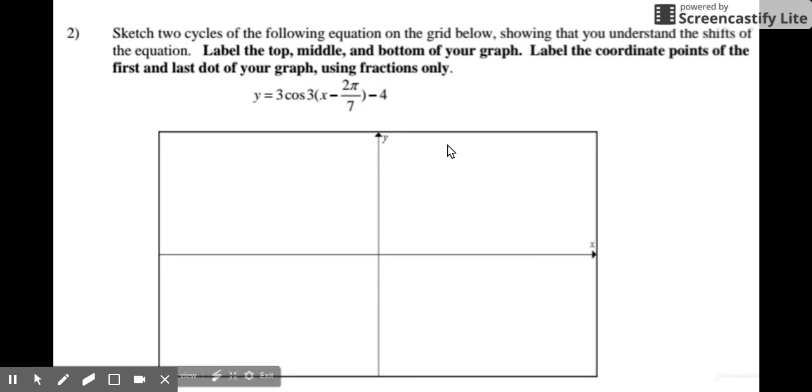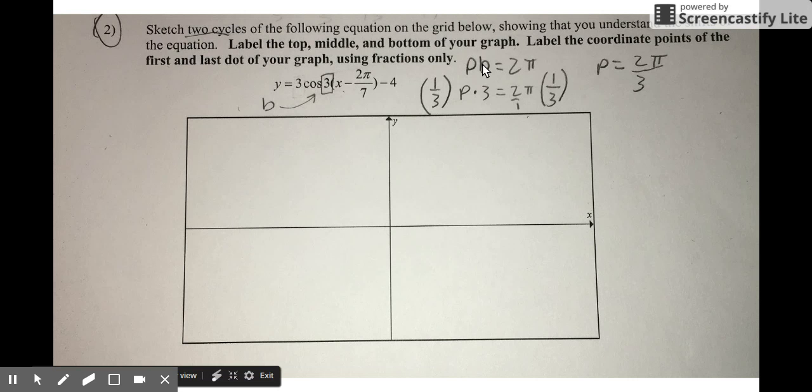All right, next is number 2. First, we'd like to notice that it says sketch 2 cycles instead of 1 cycle. So first, I like to write PB equals 2 pi on my paper just so I don't forget it. From the equation, you're going to grab the 3 that is to the right of the x, which is the b value. So PB equals 2 pi, you're going to plug 3 in for b. So you're going to have p times 3 equals 2 pi.